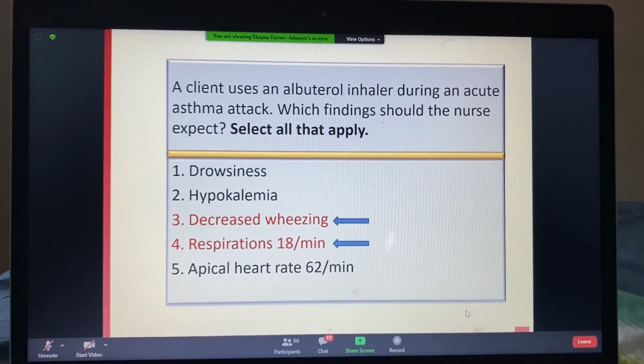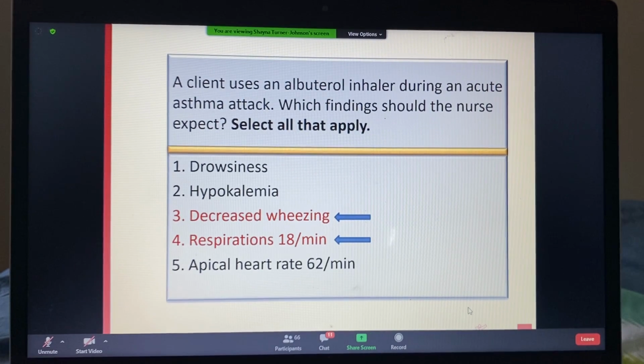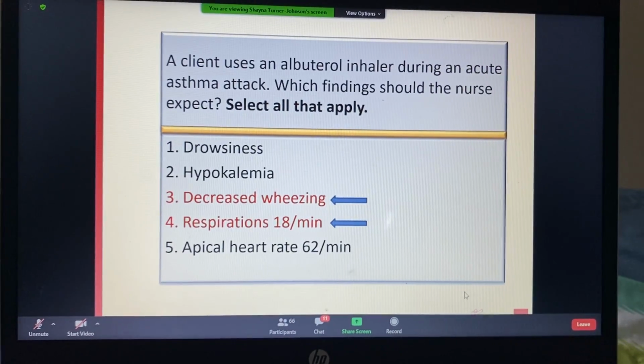It can cause a little bit of palpitations, but those are adverse effects, not necessarily what we would expect. Okay?